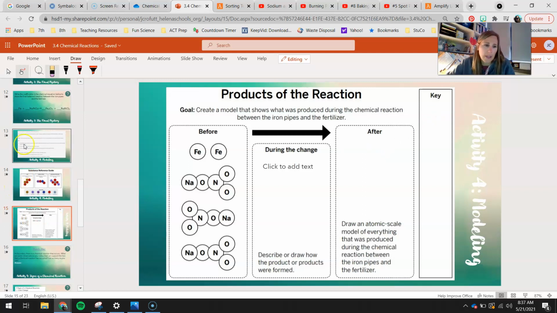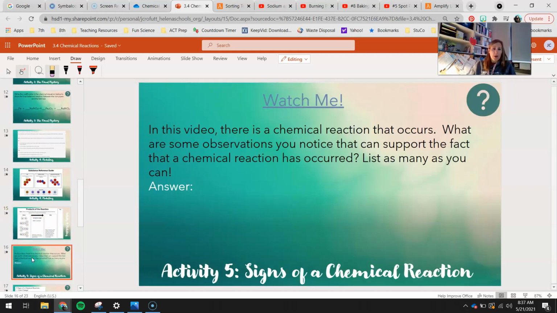All right, welcome back. You guys just finished up the modeling tool on slide 15, so go ahead, face your computers back forward. Next little part that we're going to shift gears is now we've finished answering to the people of Westfield what the mystery substance could have been in their water. We're going to go ahead and shift our gears a little bit to get us ready for our lab next week, and we're going to start talking about signs of a chemical reaction.